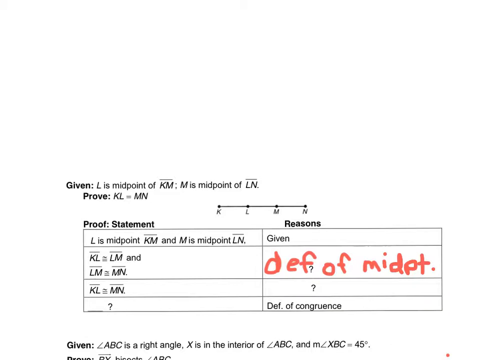God bless you. The third thing in the line says KL is equal to MN.